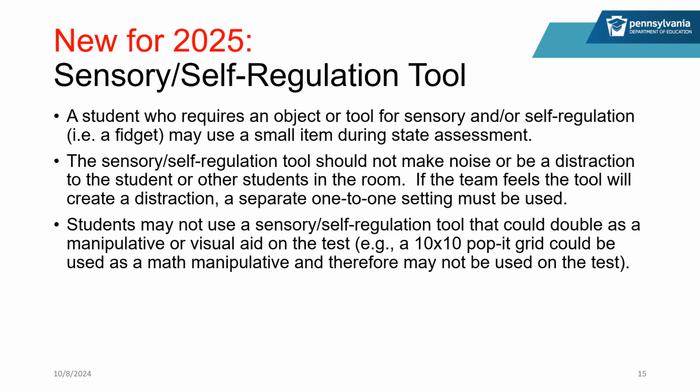Another new addition to the accommodations guidelines is the use of a sensory or self-regulation tool. A student who requires an object or tool for sensory and/or self-regulation, also called a fidget, may use a small item during state assessment. The sensory self-regulation tool should not make noise or be a distraction to the student or other students in the room. If the team feels the tool will create a distraction to other students, a separate one-to-one setting must be used. Students may not use a sensory or self-regulation tool that could double as a manipulative or visual aid on the test. For example, a 10 by 10 pop-it grid could be used as a math manipulative, and therefore it may not be used on the test.